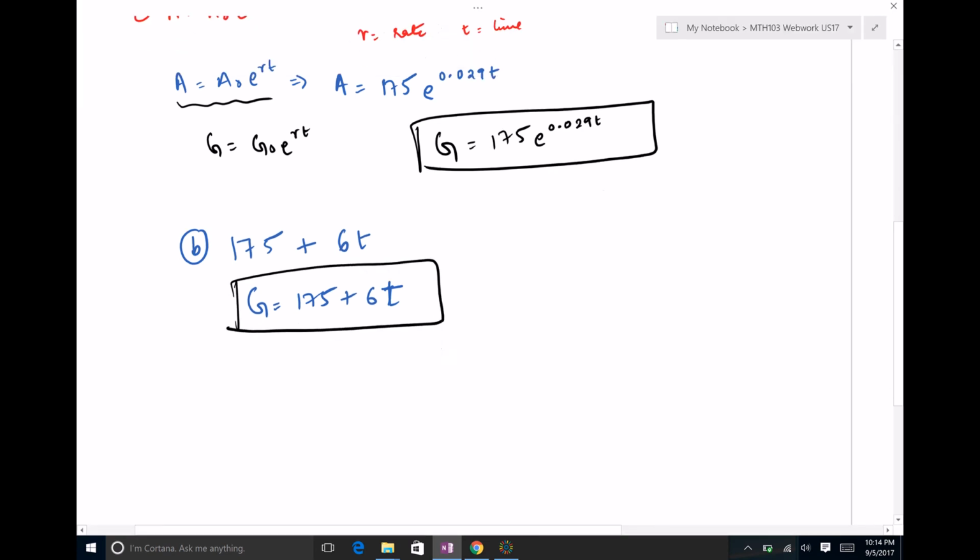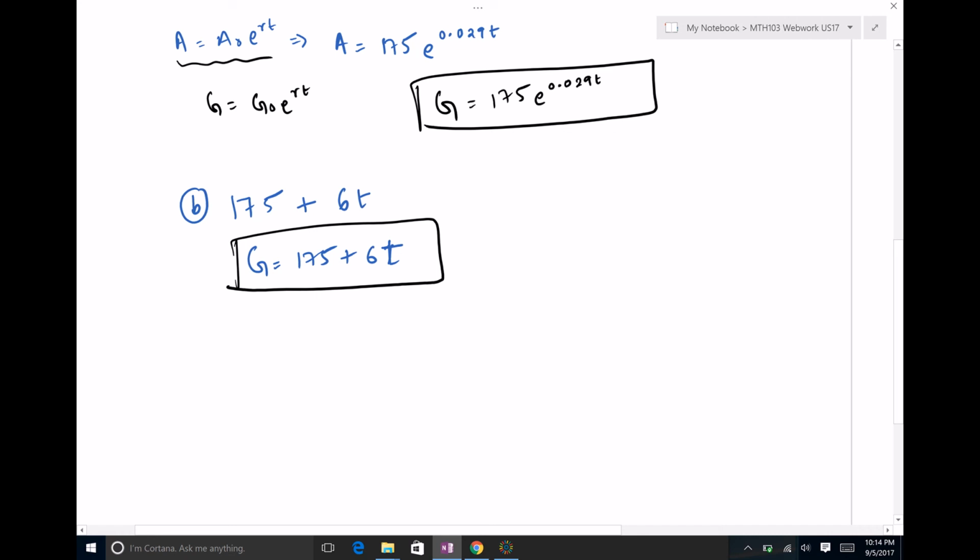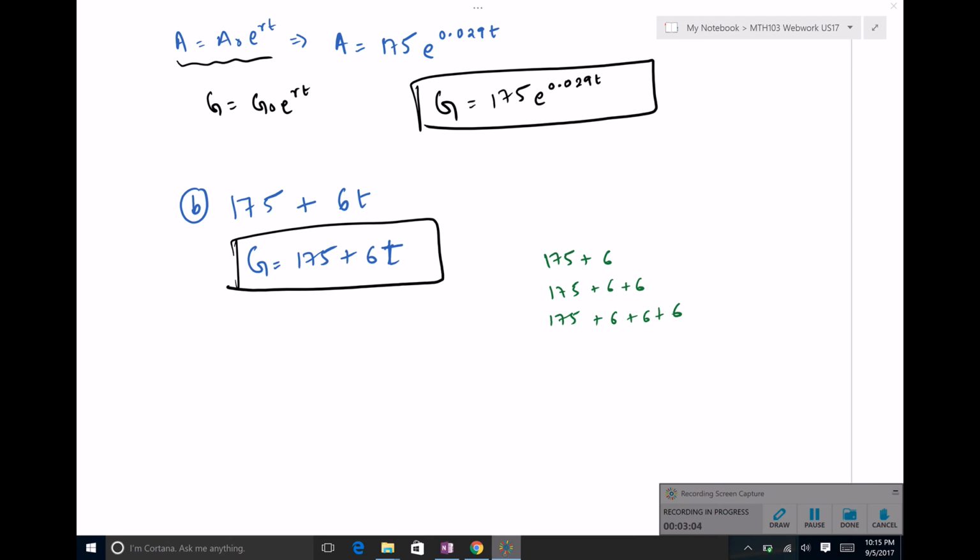You can understand this a little better if you look at the first year: it will be 175 plus 6. The second year, it will be 175 plus 6 plus 6. Third year, it will be 175 plus 6 plus 6 plus 6. So each time you're adding 6 times whatever the number of year is, and that's why you have 6 times t. And there you have your formula.